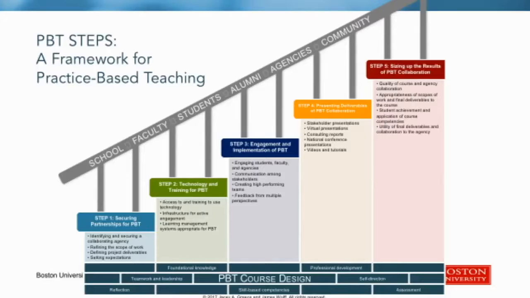The fourth step is presenting the deliverables. So at the end of the semester, how do the students give back to the agency? Wolfie and I do very similar practice-based teaching where the students have connection with the agency throughout the semester, and that looks different for both of us. My students meet face-to-face because I work domestically, and we're able to do that. Wolfie has global clients, and so it's a little harder for them to meet face-to-face, but they still interact with the agency in other ways.